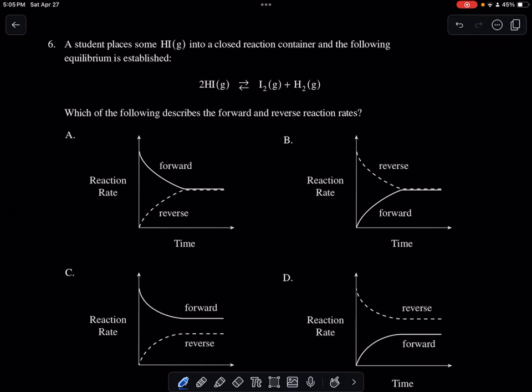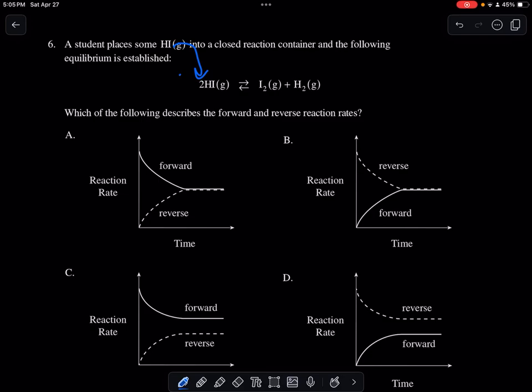A student places some hydroiodic gas into a closed reaction container, and then equilibrium is established. Which of the following describes the forward and reverse reaction rates? So we know that initially the rate of forward reaction is higher than the rate of reverse because they have put just the reactants in. So initially the forward reaction is going to be at the maximum, and then the reverse reaction will be at the minimum.